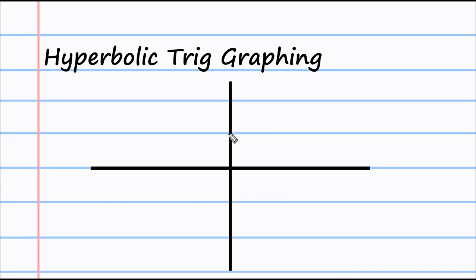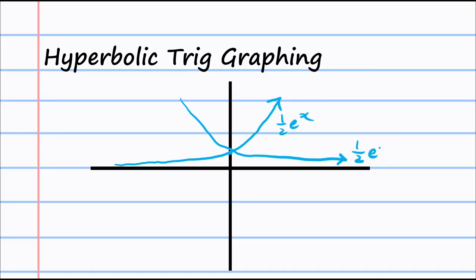Okay, so what do hyperbolic trig functions look like? So I'll just draw some exponential functions for reference. This is half of e to the x, and this is half of e to the negative x. So cosh x looks a little something like this.